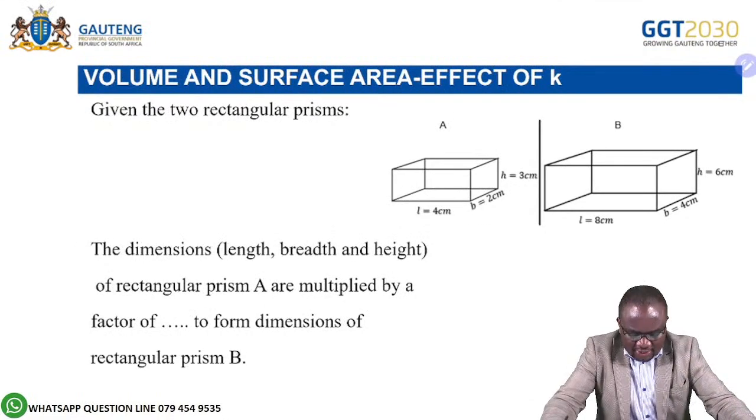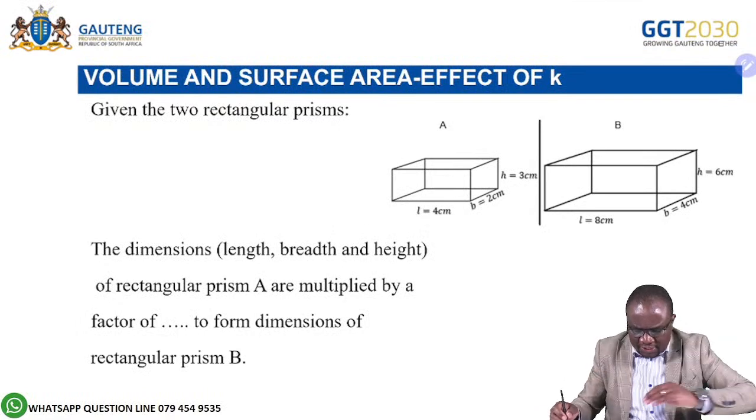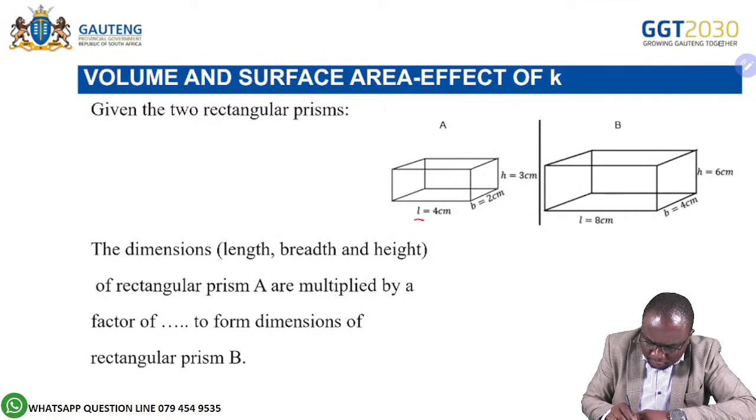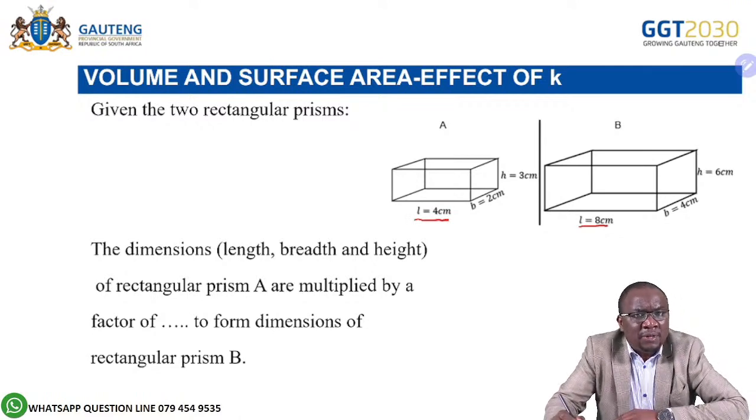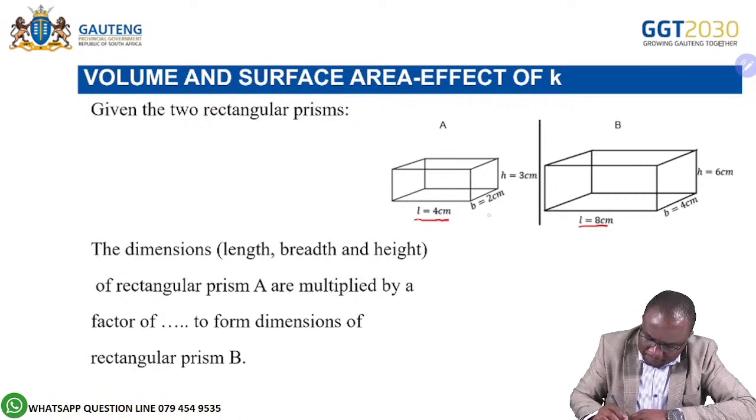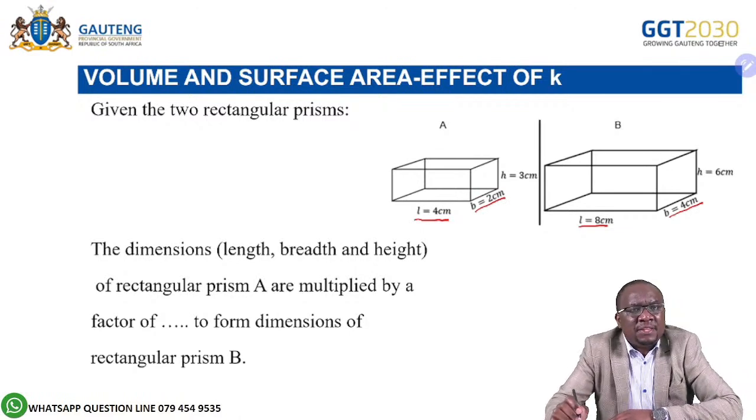Right, welcome back, grade 10s. Right, let's check our dimensions. The length here was 4 centimeters. Now the length is 8 centimeters. What did you do? 4 times 2, isn't it? The breadth here is 2 centimeters. Now the breadth is 4 centimeters. Breadth times 2. You see that? We multiply the breadth times 2.